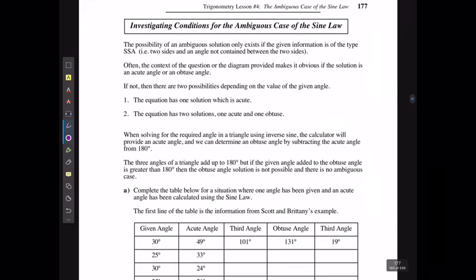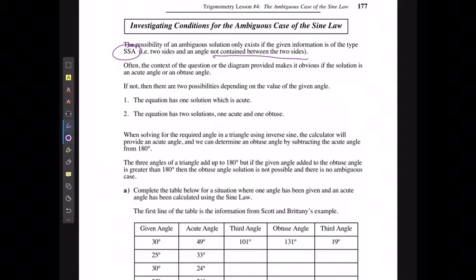If I'm looking at the conditions for the ambiguous case of the sine law, the possibility of an ambiguous case solution only exists if the given information is of the type SSA, two sides and an angle not in between the two sides.